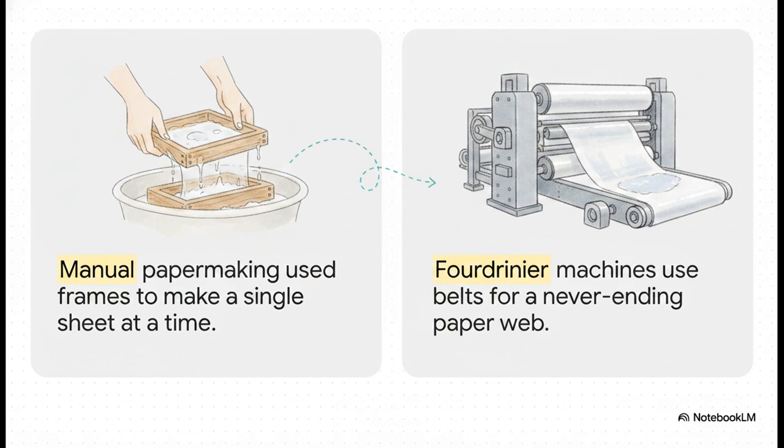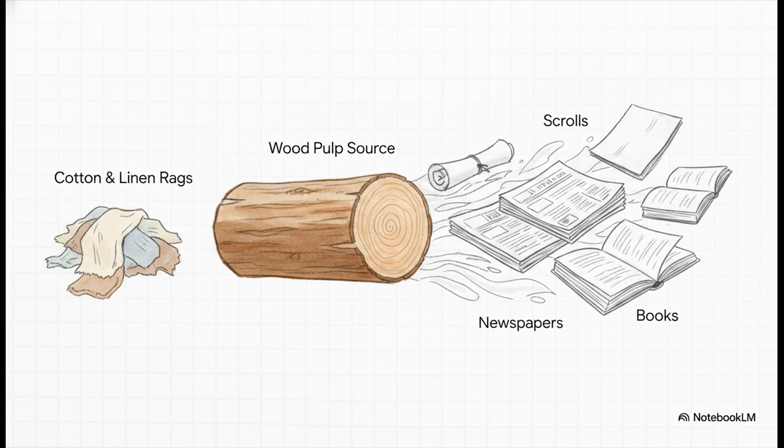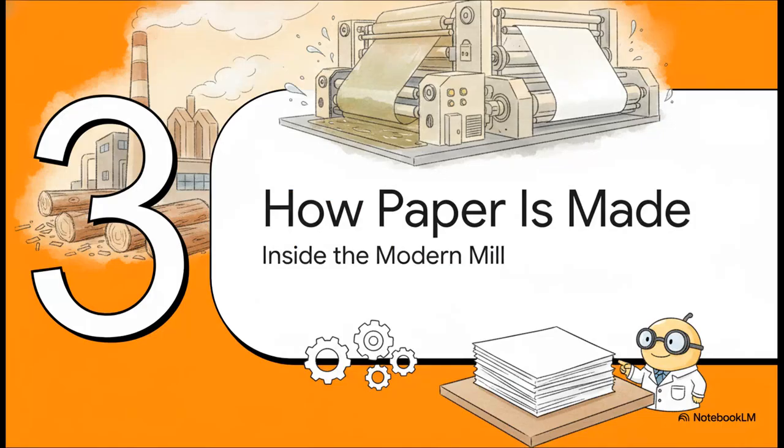Absolute game changer. But there was a catch, right? A huge bottleneck with raw materials. For centuries, paper relied heavily on expensive cotton and linen rags. Then, in 1844, everything flipped. Inventors figured out how to introduce wood pulp into the mix. By replacing those pricey rags with wood, which is composed mostly of cellulose, they kicked off a brand new era of cheap, abundant paper. This is exactly what paved the way for daily newsprint and mass-market books as we know them.